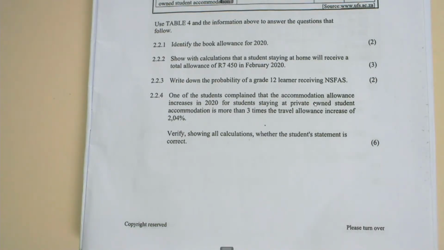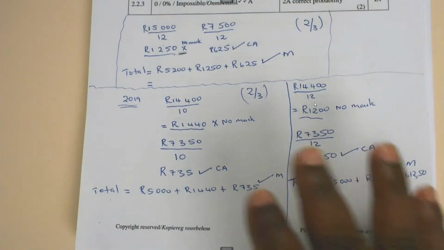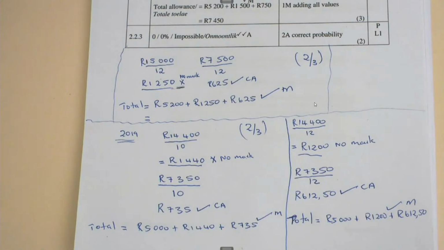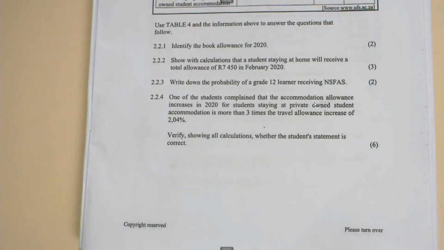Now, the answer to 2.2.3, it's impossible, it's 0%. It's correct probability, it's an accurate mark. Correct probability, it's an accurate mark. Right, 2.2.4.